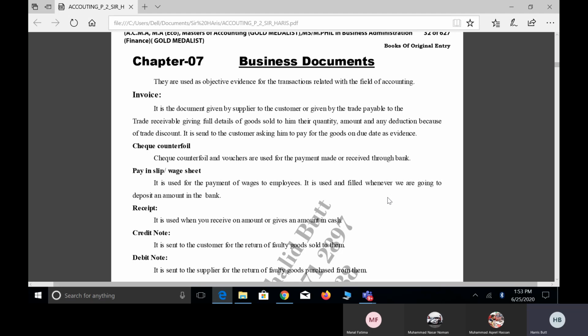You don't need to prepare an invoice. That is not a part of your syllabus, not a part of your 7707 or 0452 as it has changed.